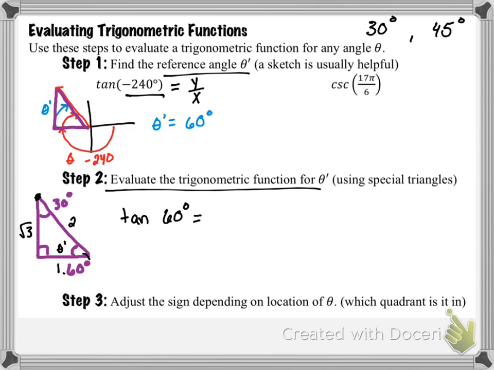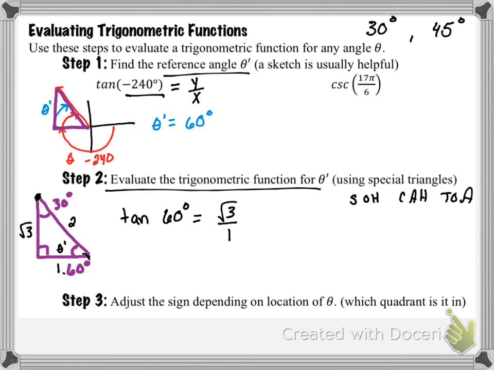We know the tangent of 60 degrees is going to be, well, at this point we could use the SOHCAHTOA definition because we've got a right triangle. So there's my 60 degrees. It would be opposite over adjacent, so root 3 over 1. So the tangent of 60 degrees is just root 3.